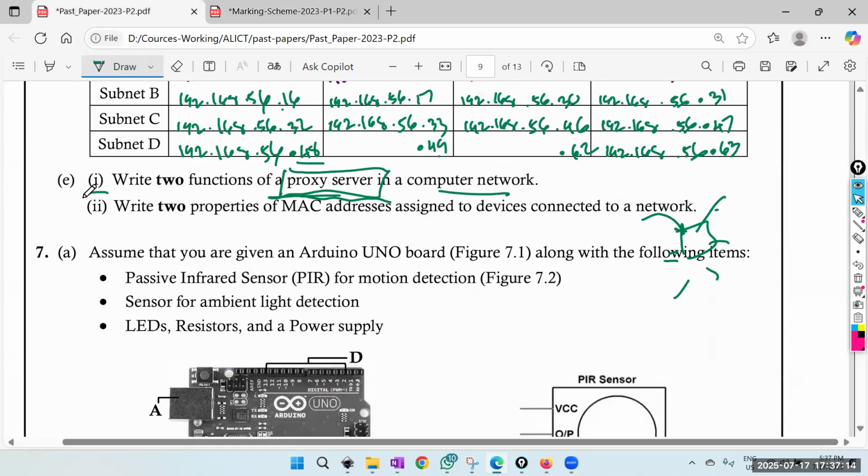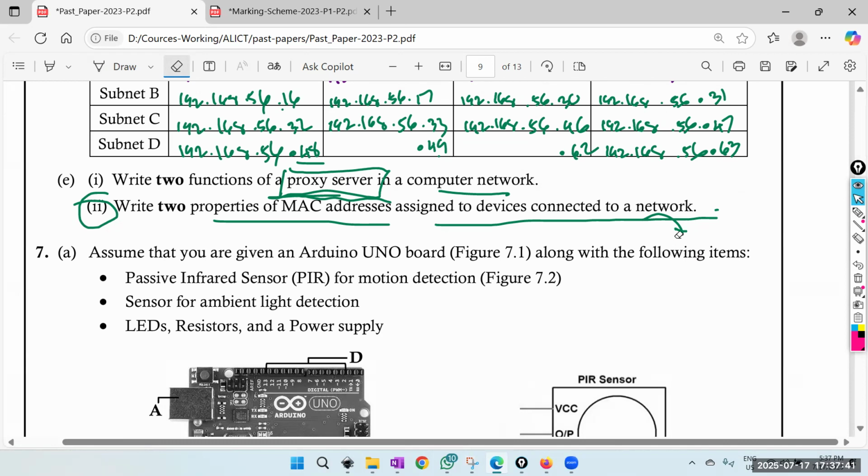Right. Last one. Write two properties of MAC addresses assigned to a device connected to a network. Now, this is a little bit of an open question, right? Write two properties of MAC addresses. So now you need to think and write. And anyway, this is a little bit unfair question also. Properties of MAC addresses. So what comes to your mind?